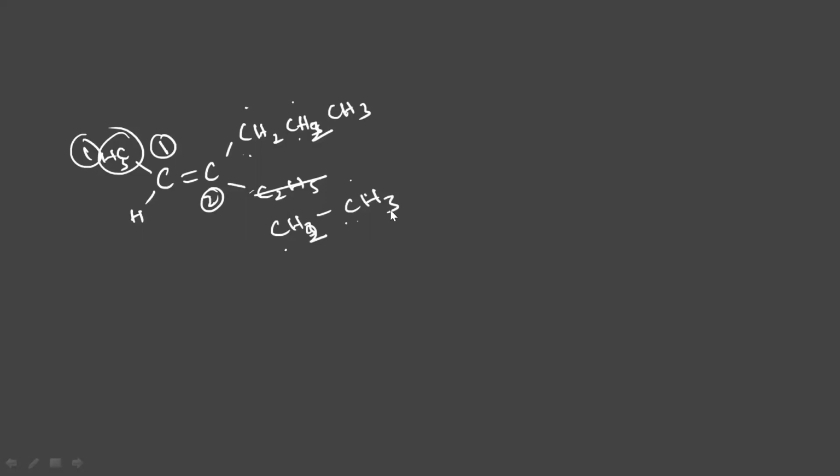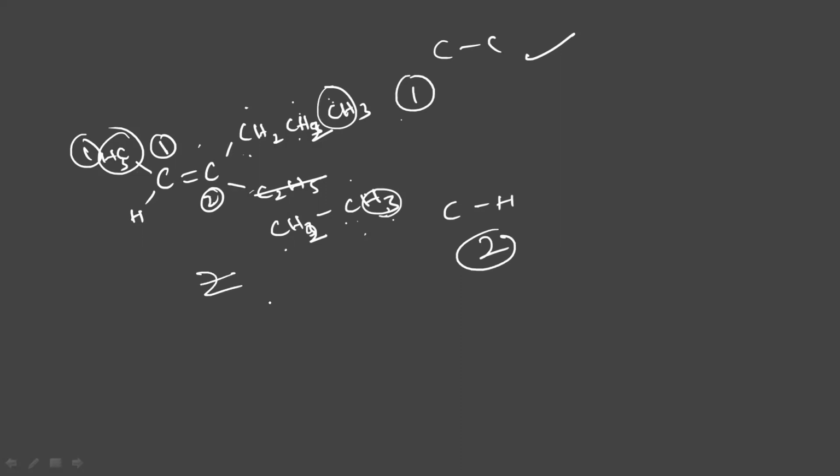So here this carbon is connected with only hydrogens. Here this carbon is connected with another carbon. So carbon is connected with carbon, carbon connected with hydrogen: C-C and C-H. Whom will you give more priority? Of course this. So this will get the first priority, this will get the second priority. Same priority groups are on the same side, so this will be Z. Z means the same side.